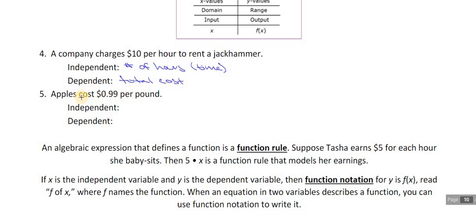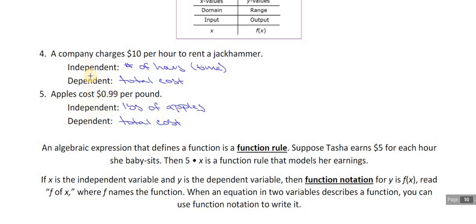Number 5 is the same idea as number 4. So go ahead and let me know, if we are comparing pounds and cost as our two different variables, which is my independent and dependent variable. So once again, and like many scenarios, the dependent variable is going to be the total cost, and it relies on how many pounds of apples you're purchasing.